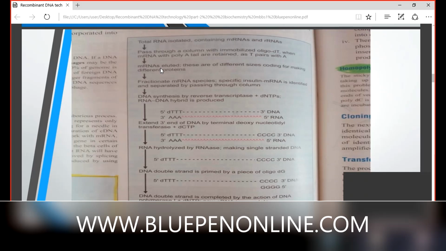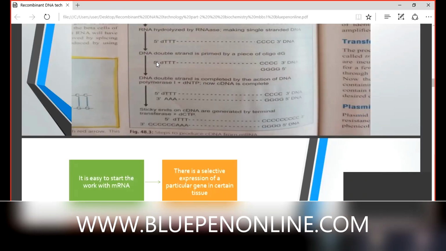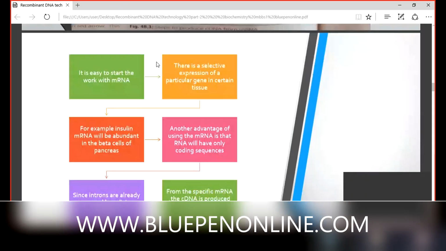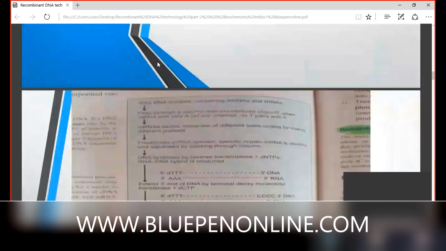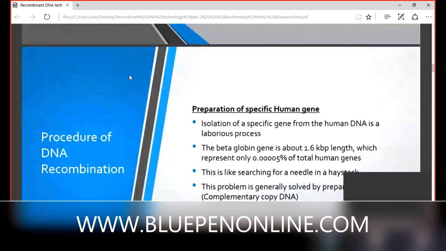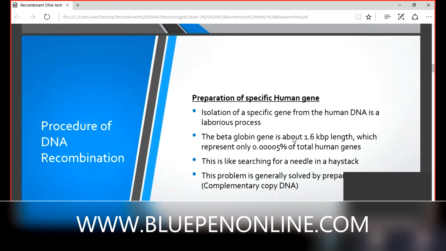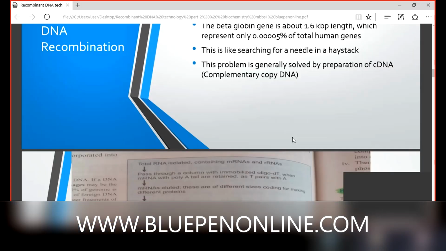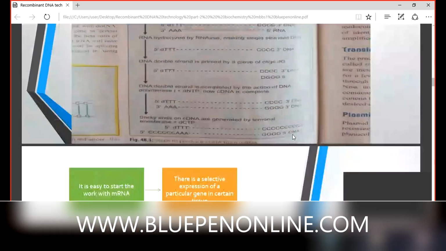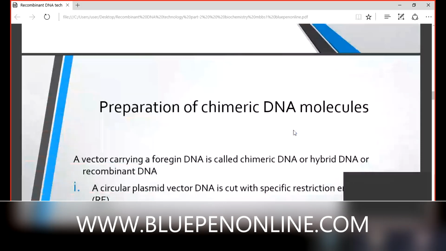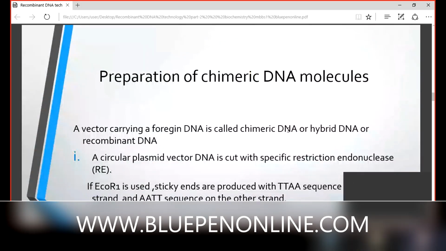How can we synthesize this cDNA? That's all. Okay, so we complete that particular topic. Actually, we are going through the procedure of DNA recombination, and we complete our preparation of the specific human gene. Now it is time for your question: how can we prepare a specific human gene, or cDNA preparation?